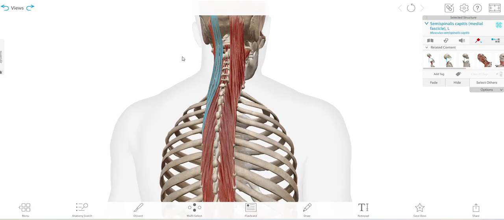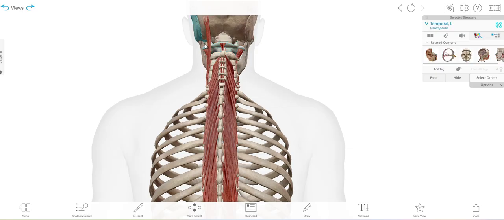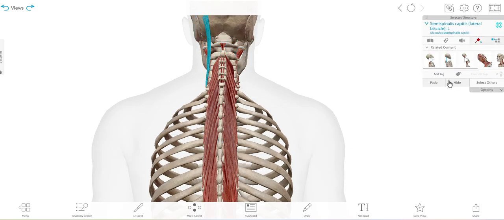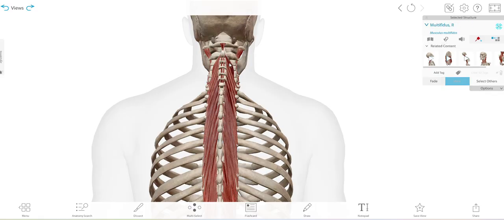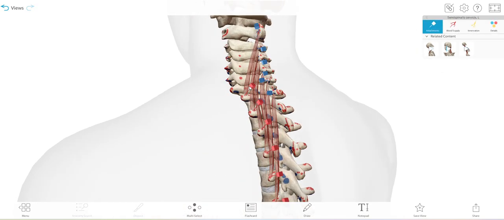And then if we remove capitis, we can see cervicis a bit better. So here we go. So here's semispinalis cervicis. And again, we can see the origin on the transverse processes of the thoracic vertebrae.